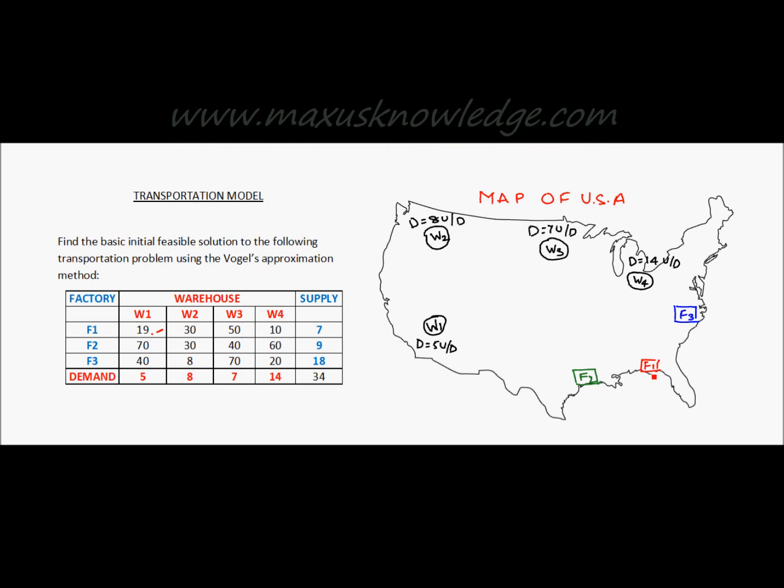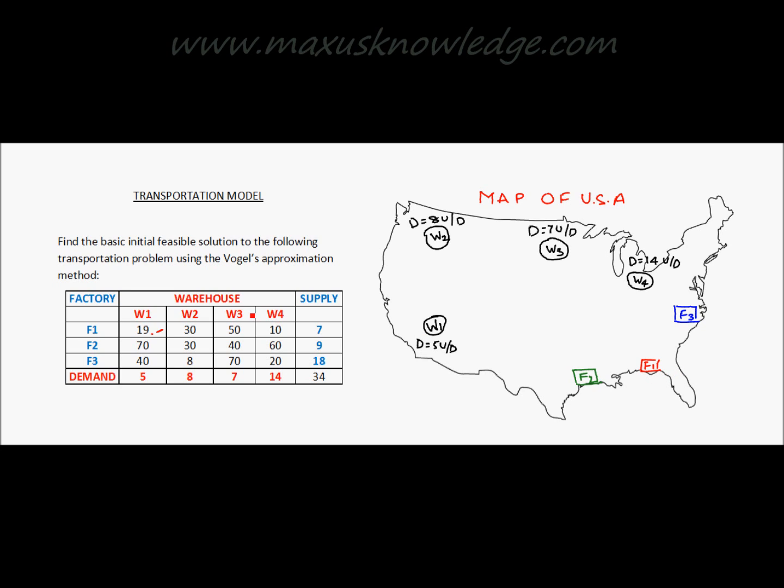Now factory number 1 has a supply capacity of 7 units per day. Factory number 2 has a supply capacity of 9 units per day. And factory number 3 has a supply capacity of 18 units per day.